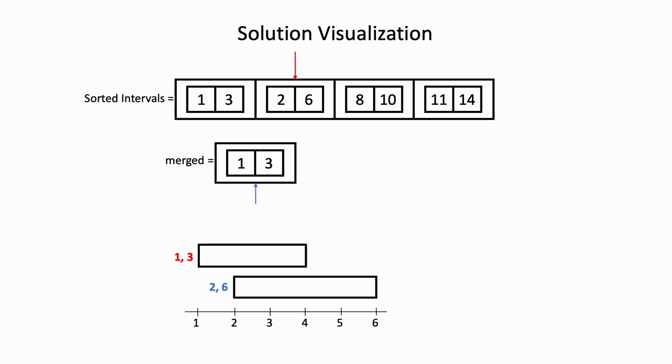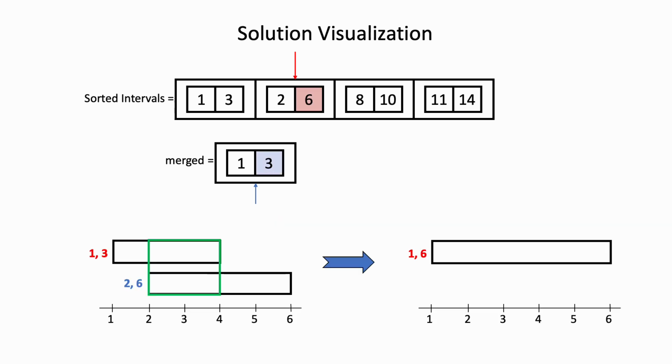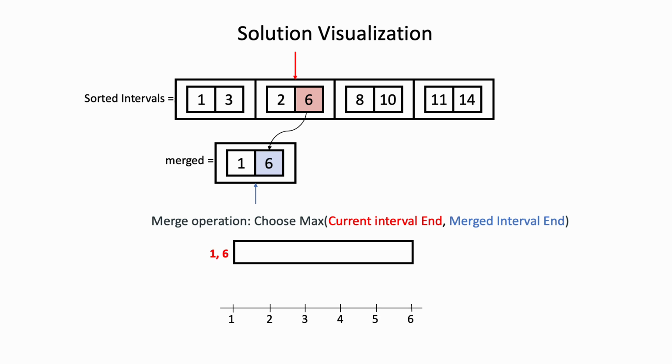We check if there is overlap between the red pointer element and the blue pointer element. Yes, there is. The overlapping condition, where we check that the red pointer's interval start time is less than or equal to the blue pointer's interval end time, will be true. Since the overlap condition is true, we perform a merge operation. In the merge operation, we choose the bigger of the red pointer interval end time and the blue pointer interval end time. So we choose the max of 6 and 3. 6 is the bigger end time, so we override 3 with 6 in the merged array.